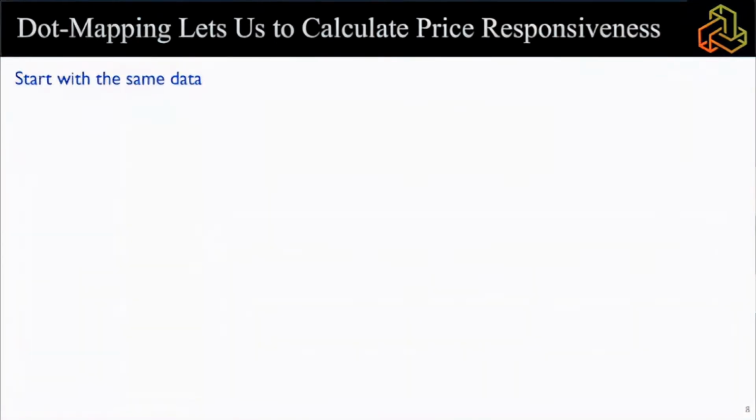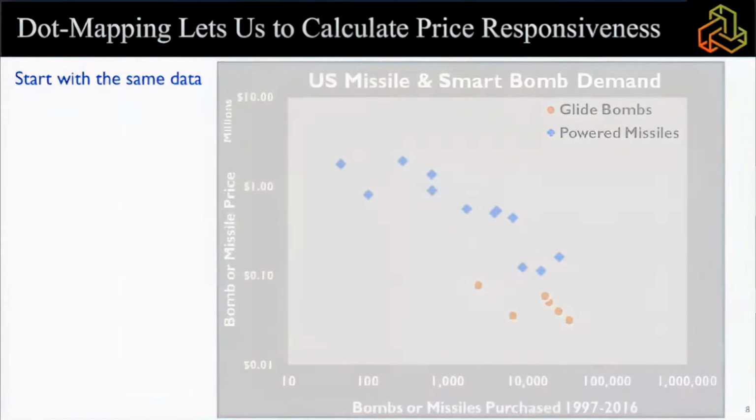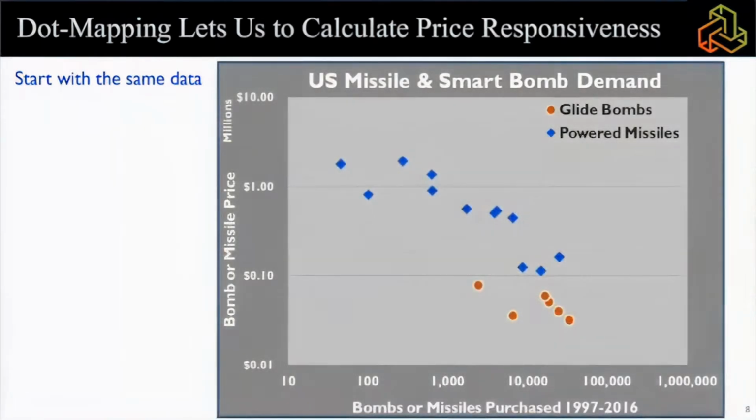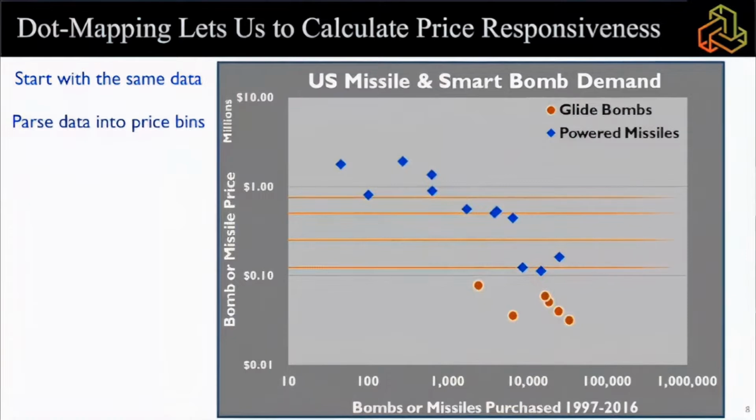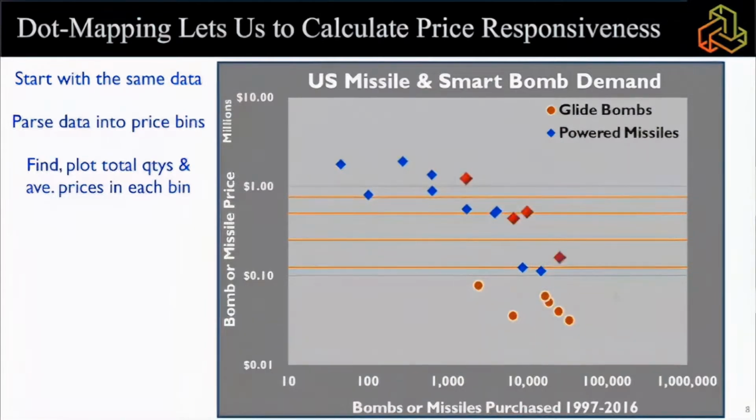Dot mapping also lets us calculate the responsiveness of price in another way. We start with the same data, and we can parse this data into bins by price. We can do it either in an evenly priced array or by Fibonacci series or geometric series. What we're doing here, ladies and gentlemen, is working out the total quantities and average prices in each of these bins. So here we've got 4 lines, which creates 5 bins. This is the total quantity in this bin and the average price. The total quantity in this bin, the average price, and so on.